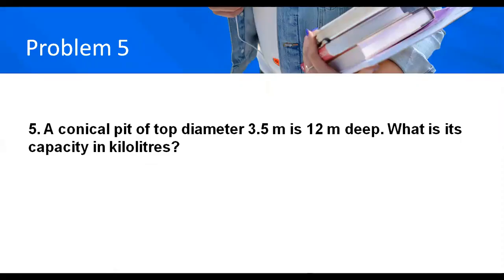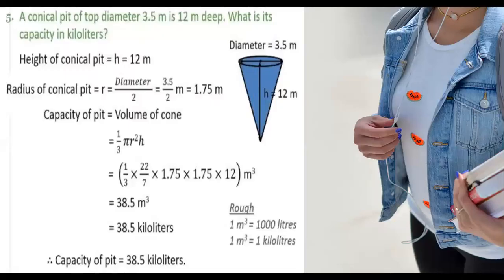Now let us see problem 5. A conical pit of top diameter 3.5 meters is 12 meters deep. What is the capacity in kiloliters? So we are given the diameter of the cone as 3.5 meters and depth 12 meters. Now we need to find the capacity in kiloliters. Now let us suppose that the cone is something like this with a height 12 meters and radius is diameter by 2, that is 3.5 by 2, that is 1.75 meters.